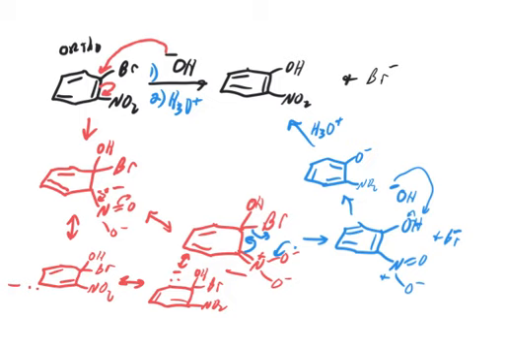All right, so here we can see why the ortho position is good. I have an intermediate that stabilizes that negative charge. That electron withdrawing group helps that negative charge be stable. So that's the ortho position. Let's look at the para position. And we're going to see a very similar thing.